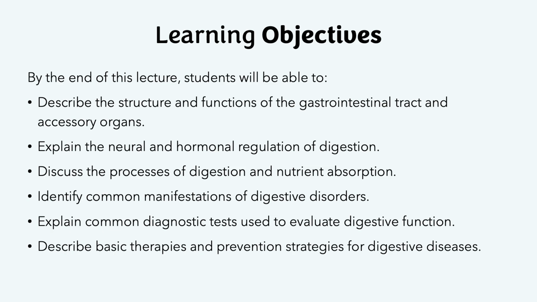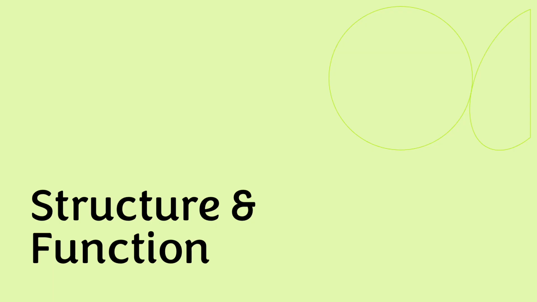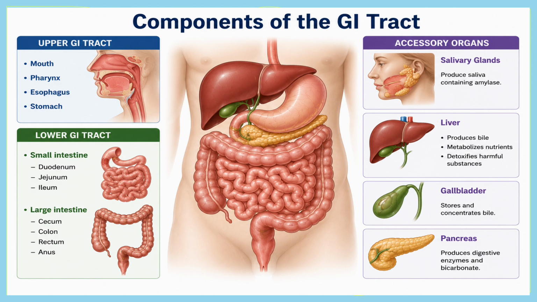Here are the learning objectives for this lesson. Let's talk about the structure and function briefly of the GI system. So the components of the GI tract: you have the upper GI tract, which is your mouth, pharynx, esophagus, and your stomach. Then you have the lower GI tract, which is your intestines, your rectum, and your anus. And then you have accessory organs that also help with the GI system. Basically, your salivary glands, your liver, gallbladder, and your pancreas.